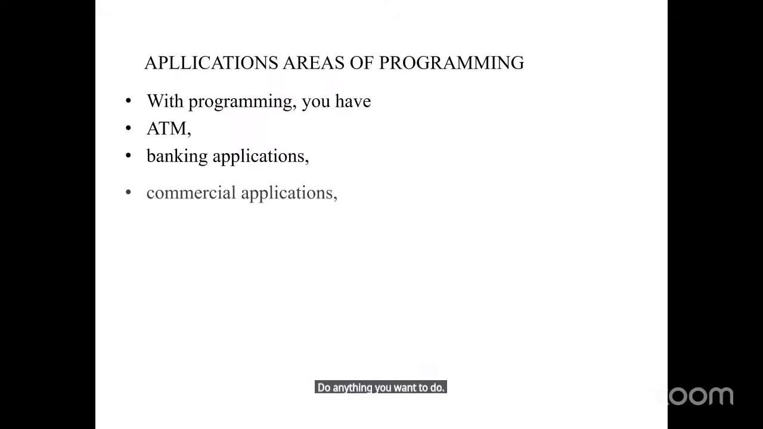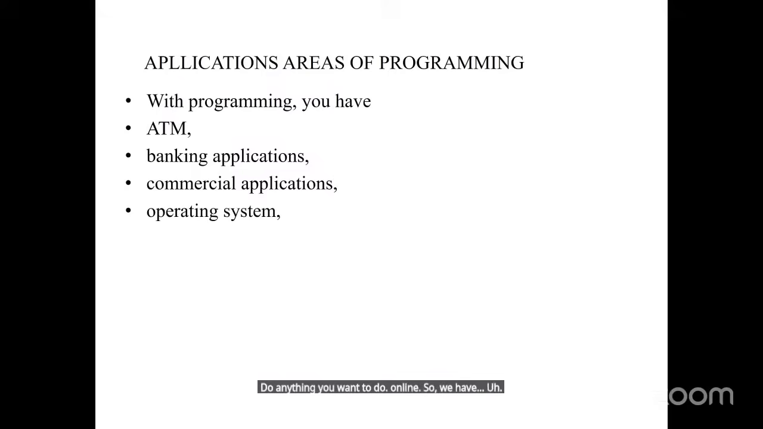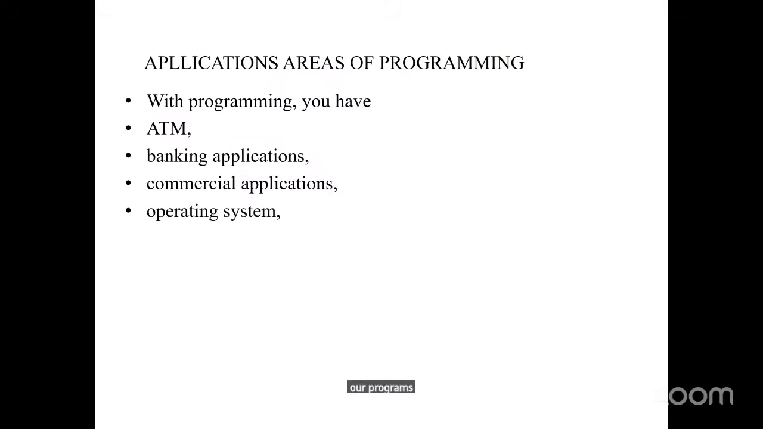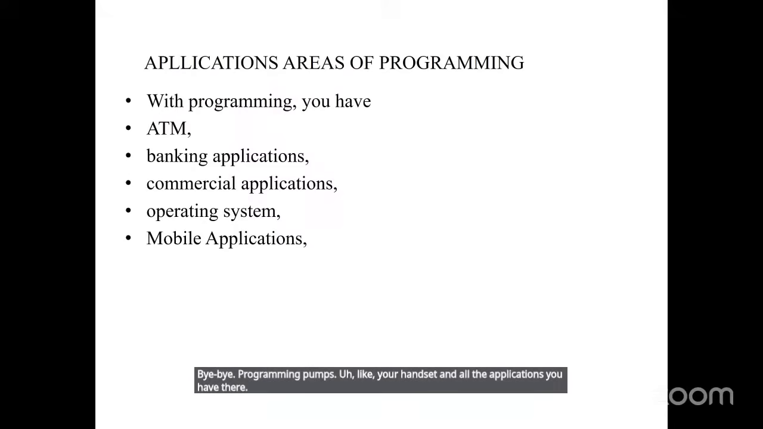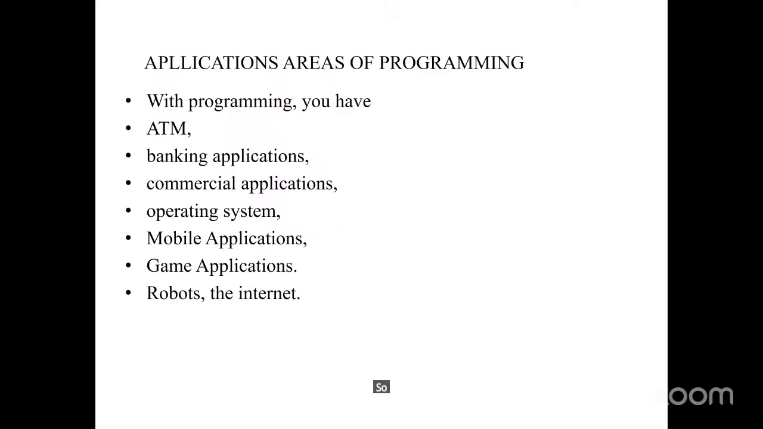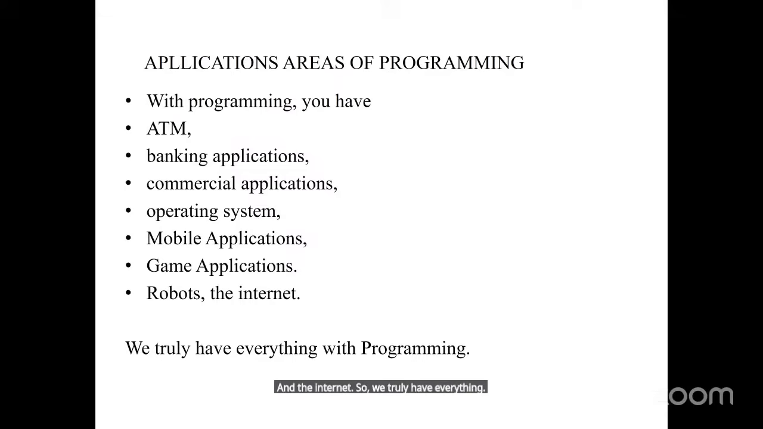All of this we were able to solve by online applications, where you can do anything you want to do online. So we have commercial applications, and we have operating systems, because all your operating systems are programs written by people or written by programs. We have mobile applications, where programming comes in, like your handset and all the applications you have there are built by programmers. These are application areas of programming. So we have robots, we have game applications, and the internet.